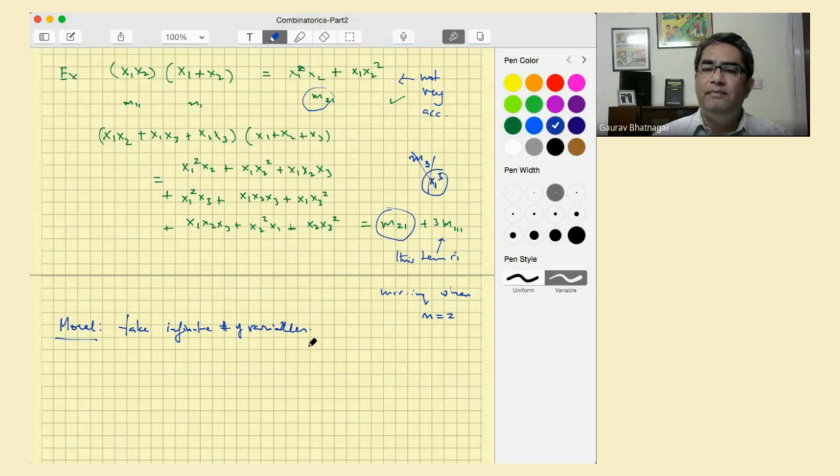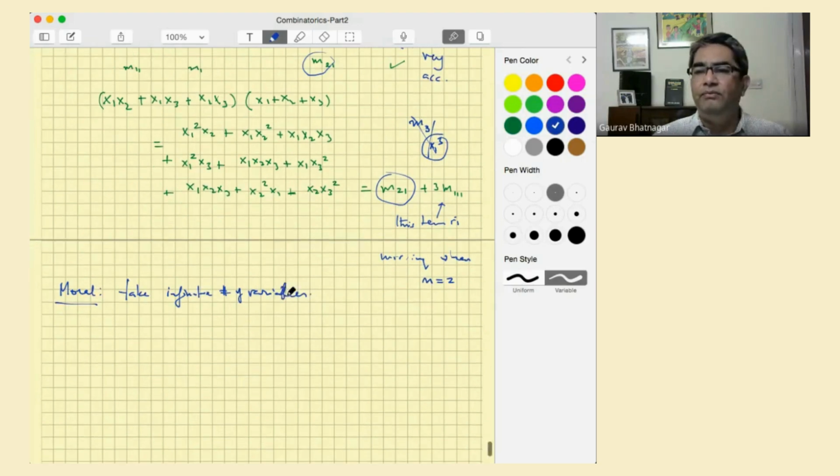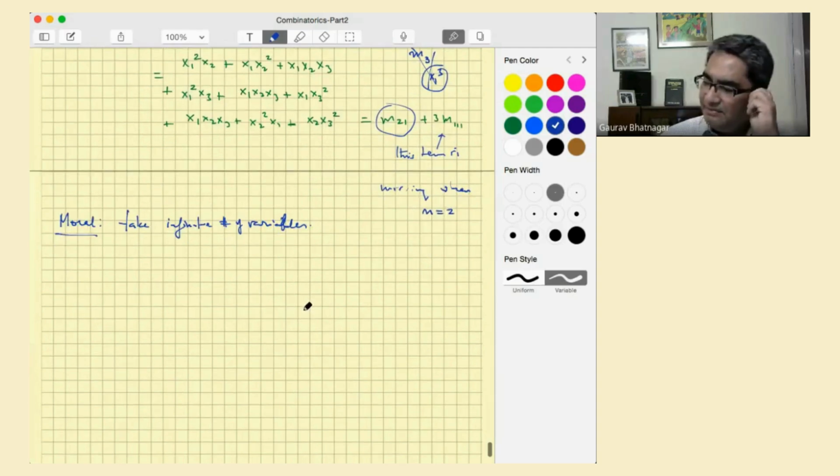And, you know, the great idea is that beyond a point it doesn't matter. So you can think finitely even though there are an infinite number of variables. So let me just define it quickly.